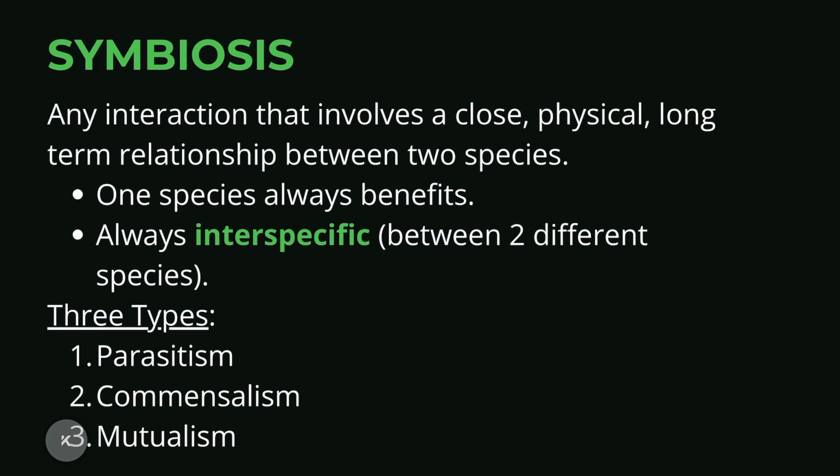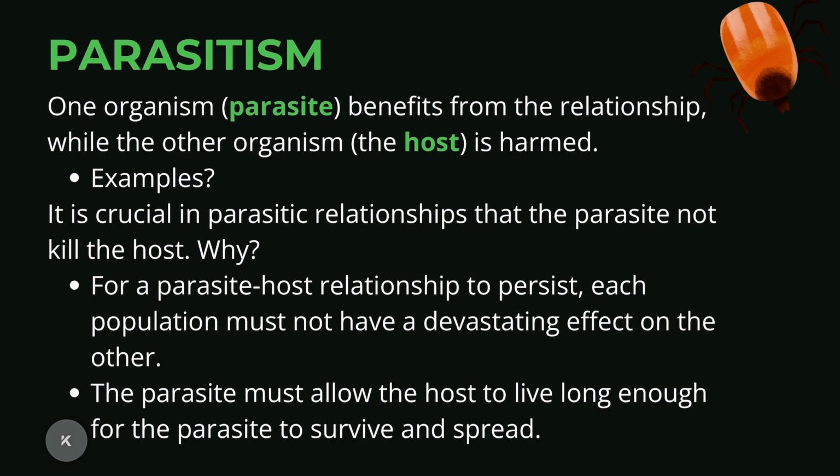So there's three types of symbiosis. There's parasitism, commensalism, and mutualism. So let's look at each one of those. Parasitism, the organism that's benefiting here is going to be the parasite. It benefits from the relationship with the other organism, the host being harmed.